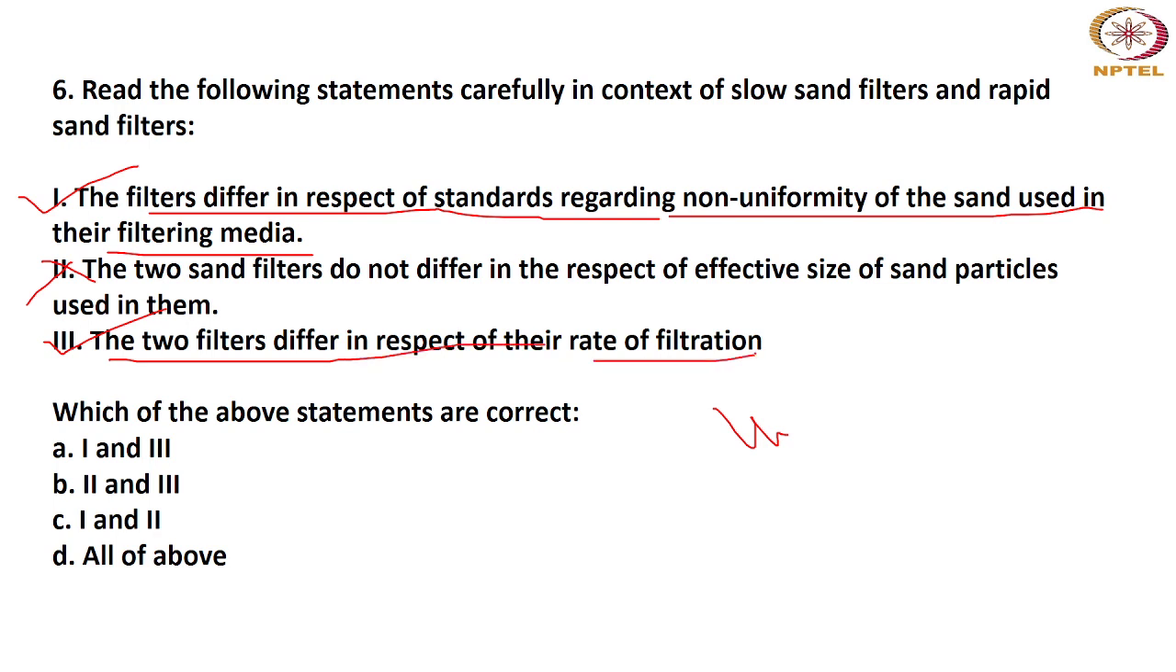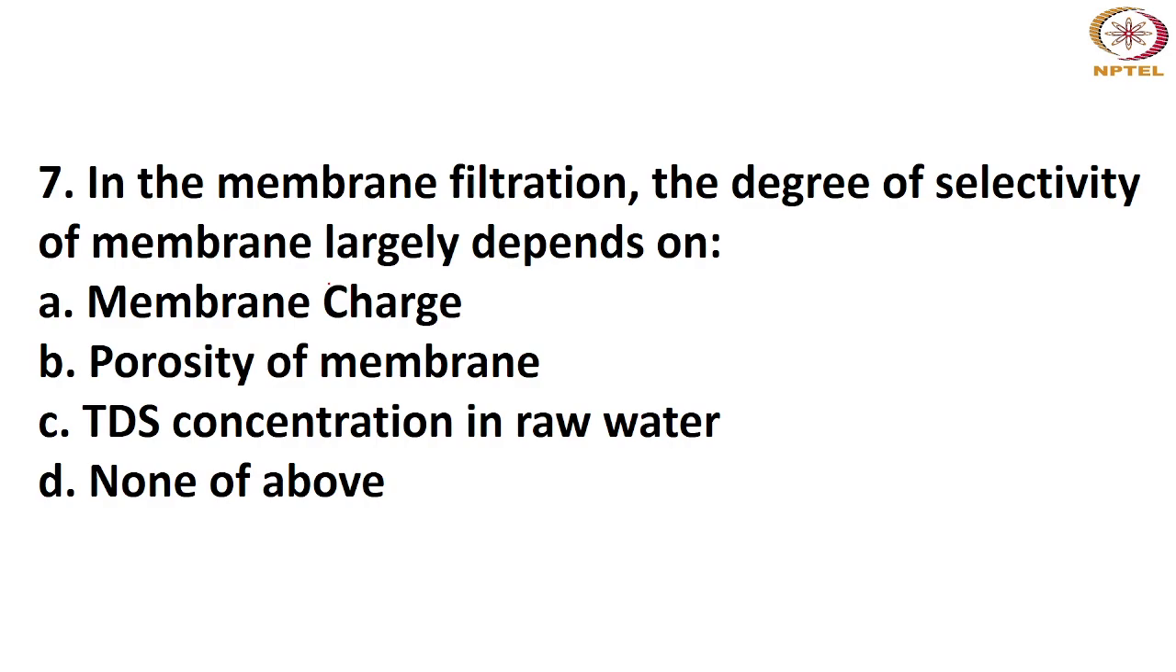In case of slow sand filter, the rate of the water produced from that filter is very slow. That's why it is called slow sand filter. In case of rapid, it is very fast. So the rate is very fast. And in statement 2, you can see that the two sand filters do not differ in respect of effective size of the sand particles. Yes, they will differ. Please check your notes, you will find the exact numbers. Right. So the next one, in the membrane filtration, the degree of selectivity of the membrane largely depends on what?